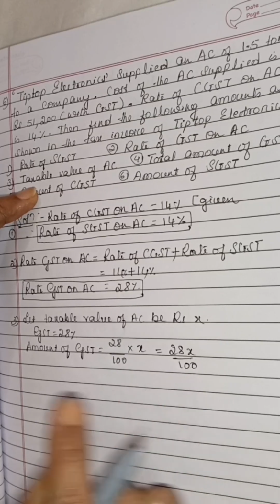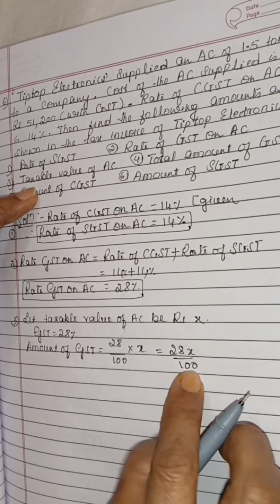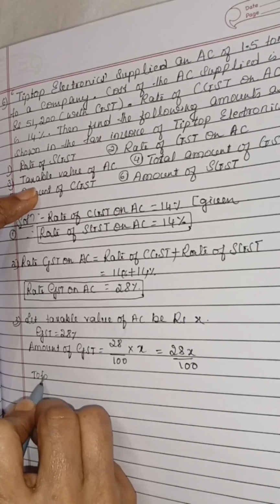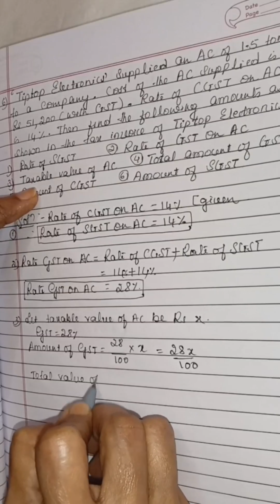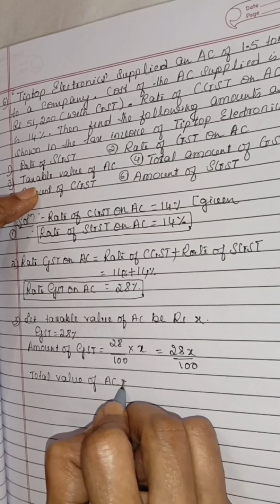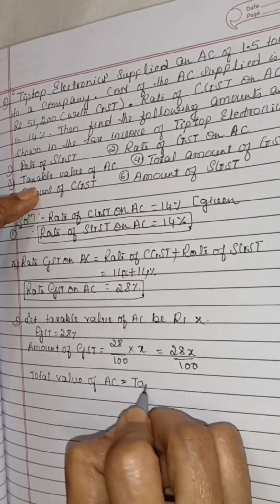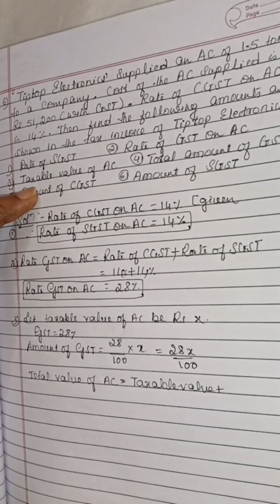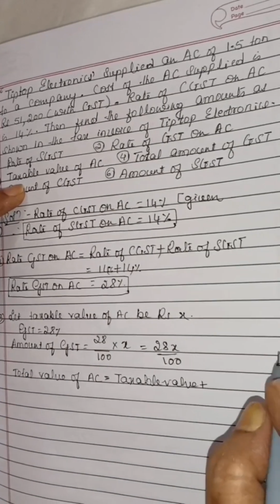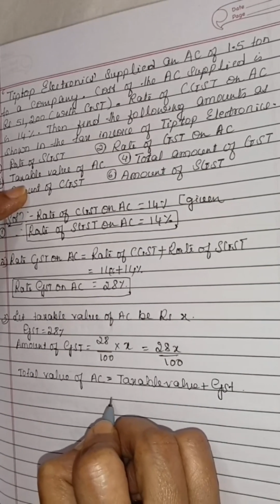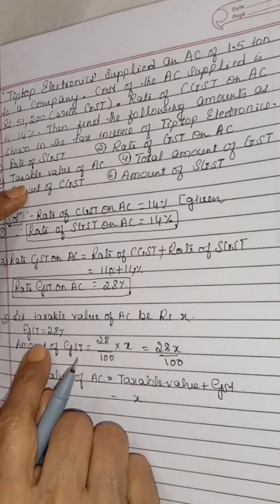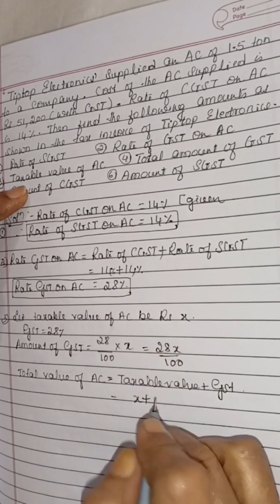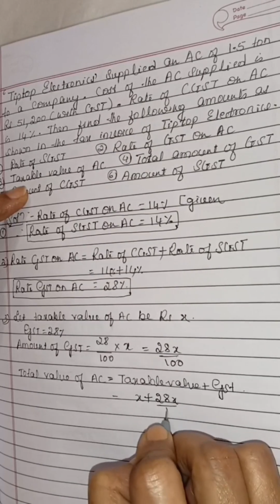Now the total value of AC, how can we find it? For that, taxable value plus the amount of GST. The taxable value is X, which we have considered, plus GST, this amount of GST, that is 28X divided by 100.